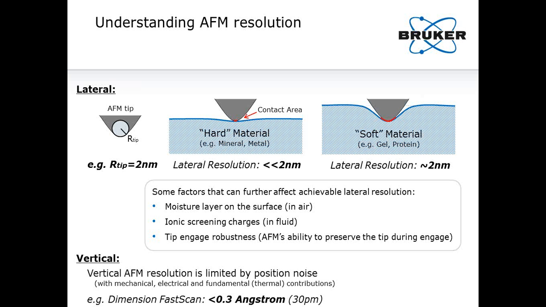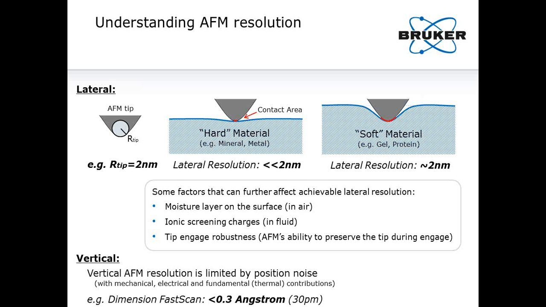AFM is a contact measurement. Therefore, the lateral resolution is limited by the area of the tip sample contact. Typical AFM tip radii can be around 2 nanometers, provided the AFM is well designed and can preserve this tip sharpness while approaching the tip to the surface.